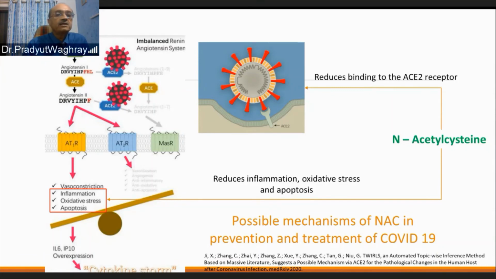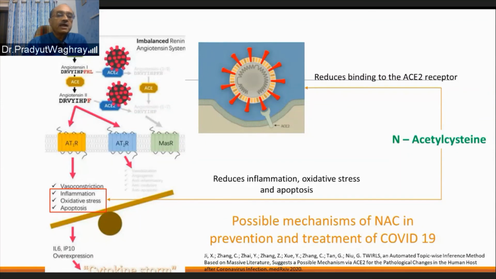By this binding, there is a dysregulation of the renin-angiotensin system, resulting in production of more inflammatory mediators, oxidative stress, and apoptosis, which results in production of more inflammatory cytokines like interleukin-6, IP-10, and all this production of pro-inflammatory cytokines is the reason why the patient goes into cytokine storm. N-acetylcysteine, by reducing inflammation, oxidative stress, and apoptosis, is actually found to reduce the levels of these pro-inflammatory cytokines, thereby preventing the patient from going into cytokine storm.